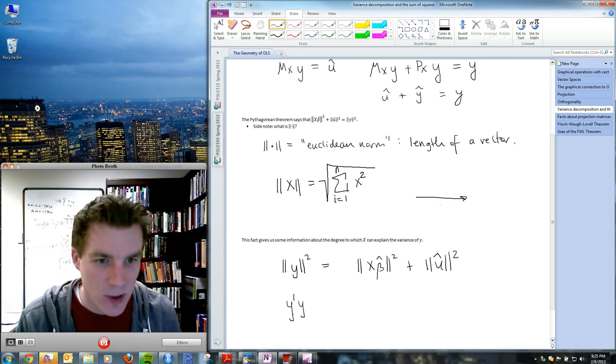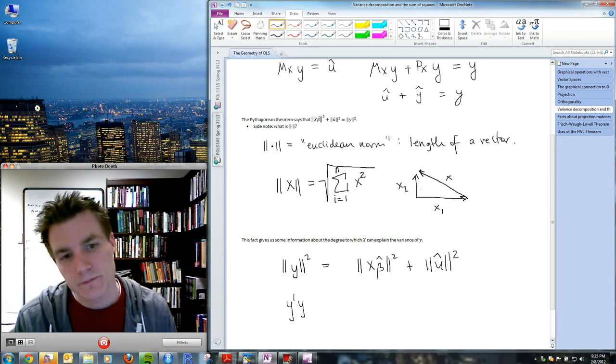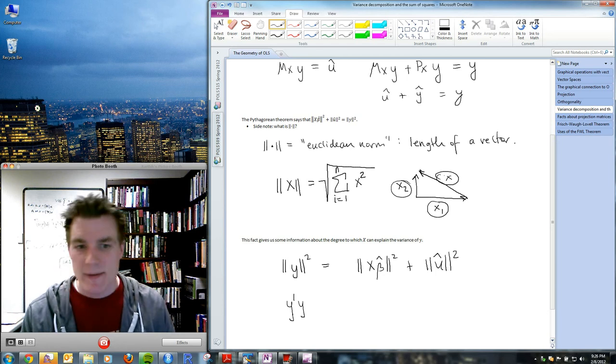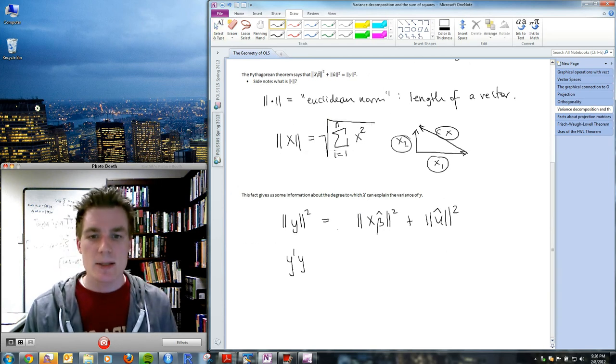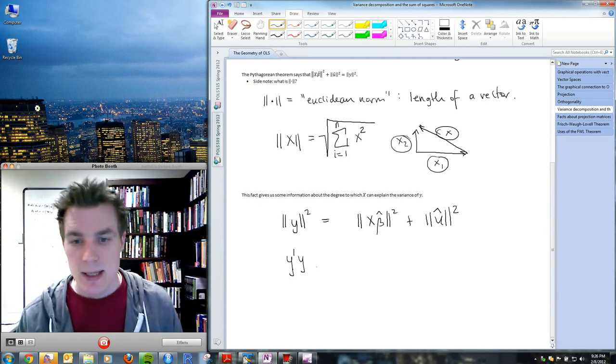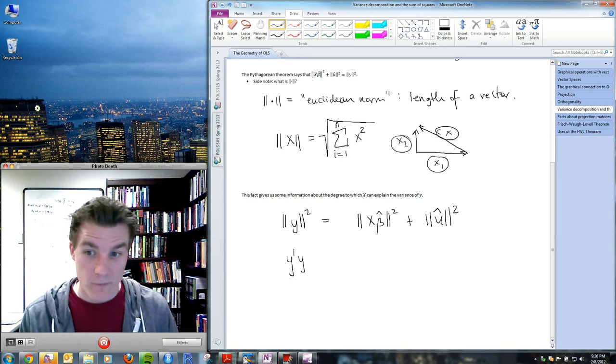So imagine here's one part of x, x1. Here's another part of x, x2. There's the total length of x: a squared plus b squared equals c squared. That's all we're doing. There's no real trick here. So y transpose y, we learned in the first and second weeks of class, is equal to the sum of squares of some vector. So the Euclidean norm of y squared is just y transpose y.